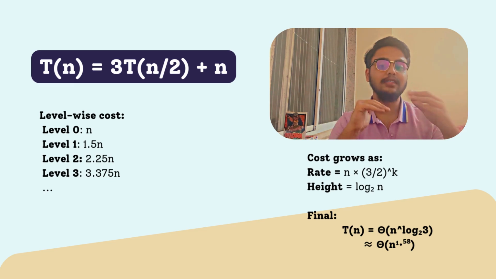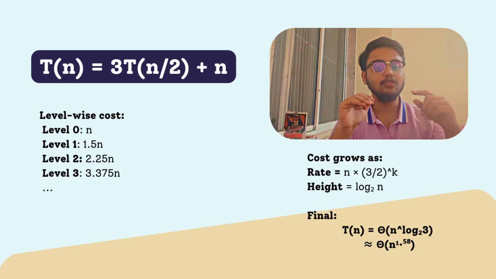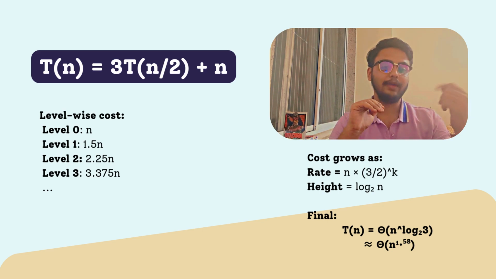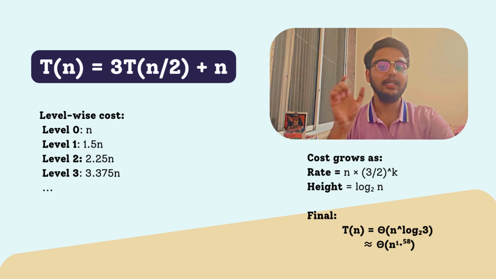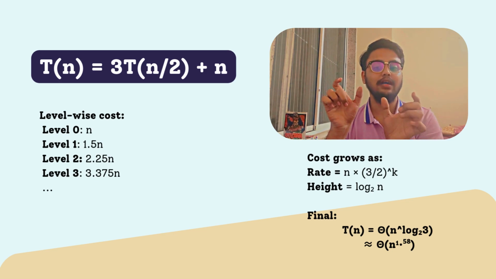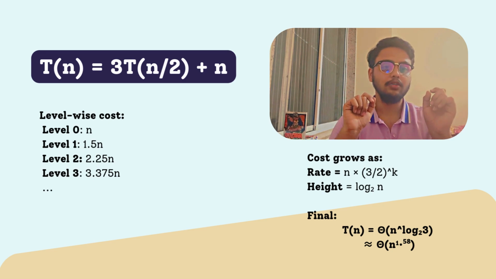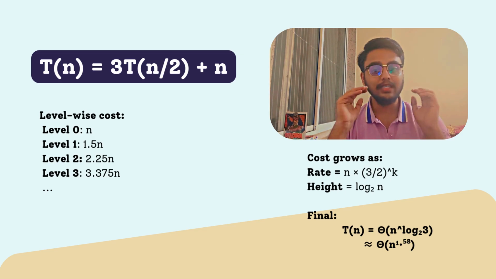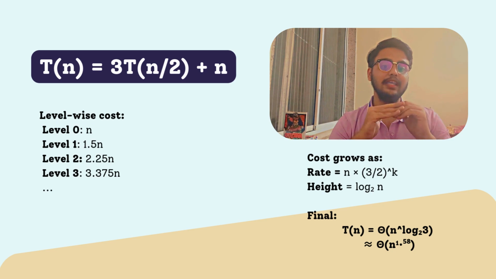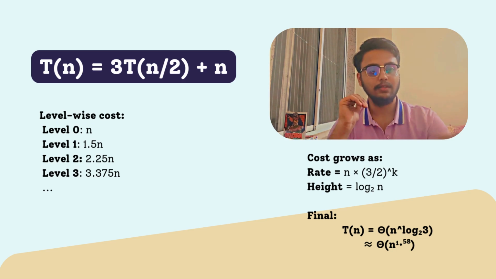As we convert the bases, 3 by 2 to the power log n gives us n to the power log of 3 by 2. After simplification, the answer becomes T of n equals theta of n to the power log 3 to the base 2. That is theta of n to the power 1.58. This shows how the recursion tree can give intuition about growth as well.